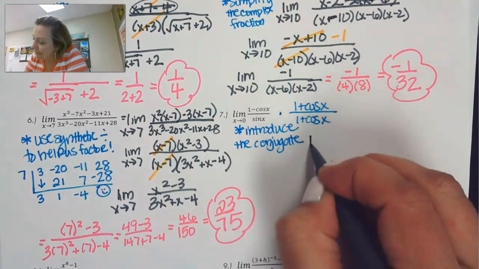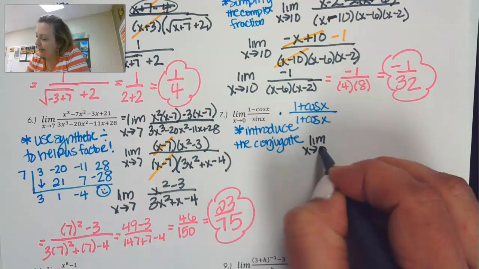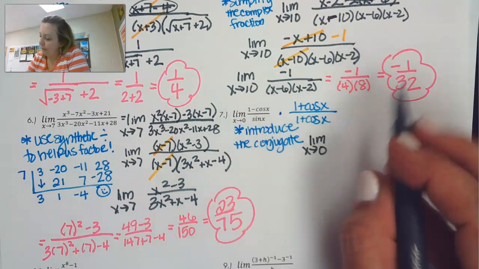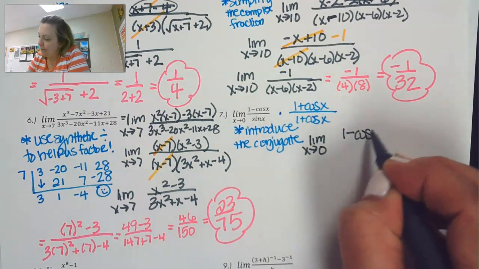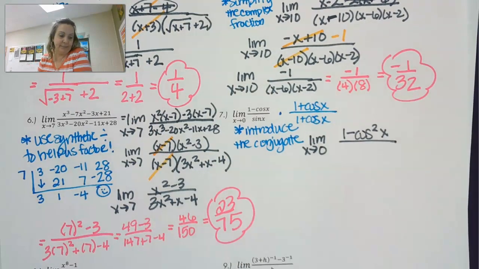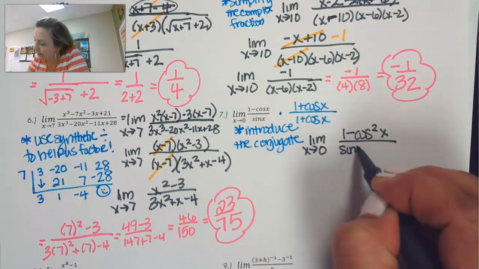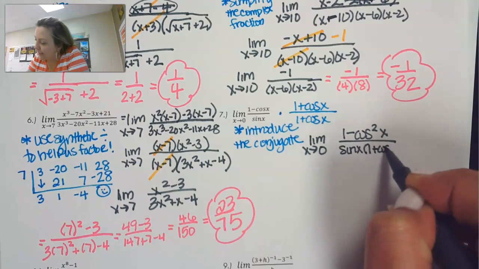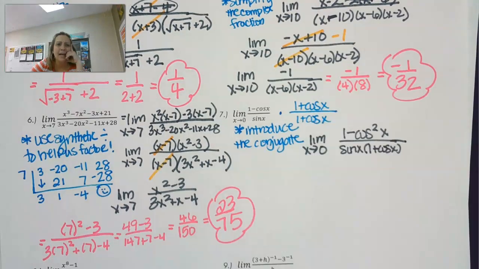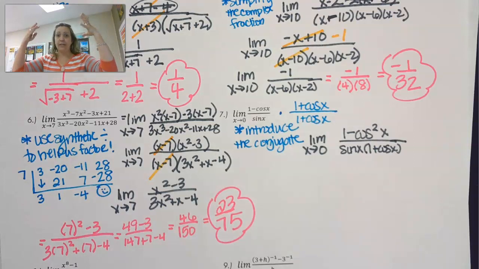And let's see what that gives us. So that's going to give us the limit of 1 minus cosine squared x over sine of x times 1 plus cosine of x. You guys, in the denominator, by the way, you see I'm not distributing. That's like a waste of your life, okay? Our goal usually is to do something to the numerator, keep the denominator factored so that we can cancel things out, okay?